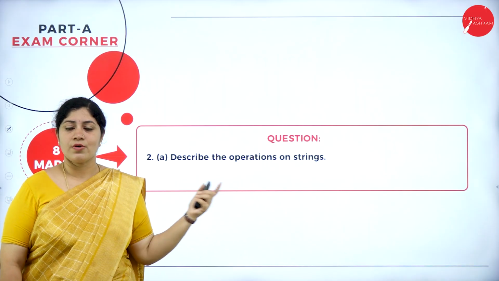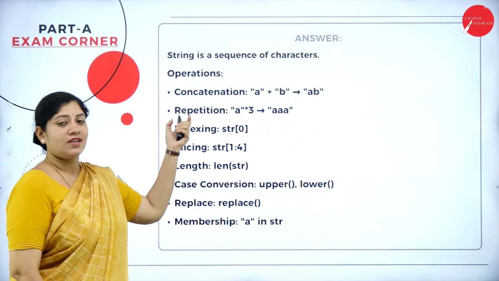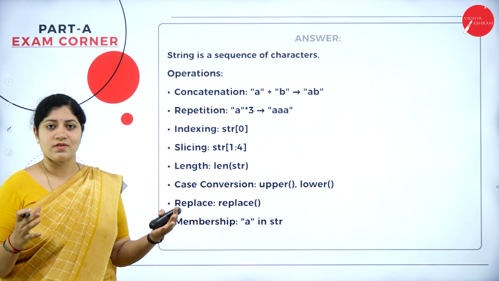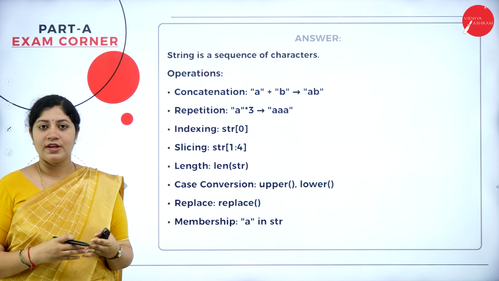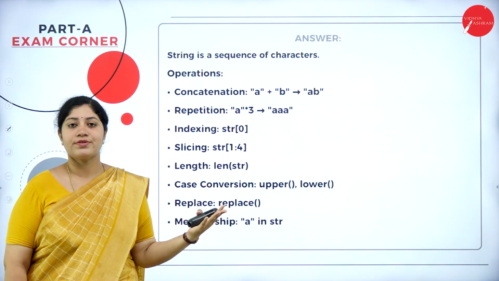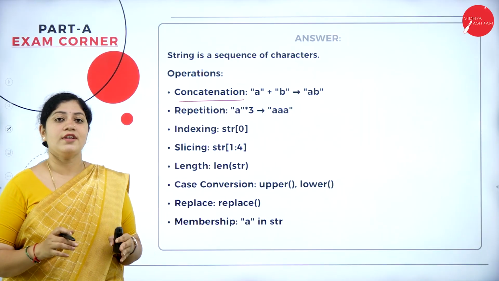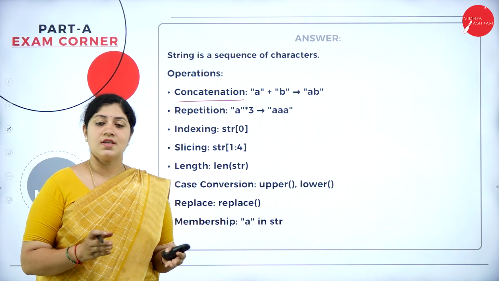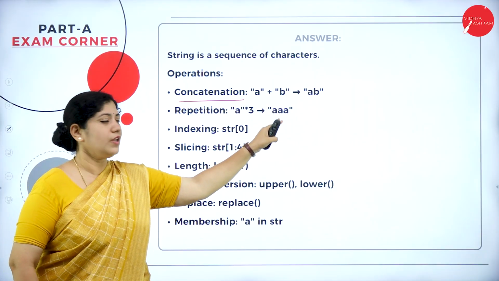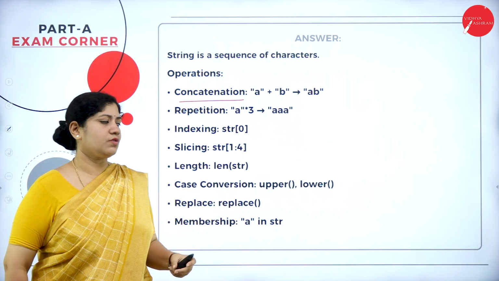Describe the operations on strings. Let's get started with our answer. As we know, a string is nothing but a complete sequence of characters, right? Now, let's look at the different operations that we can perform on strings. The first thing is concatenation. Concatenation means combining the strings. So we have A and B. By using concatenation, we can combine both the string values.